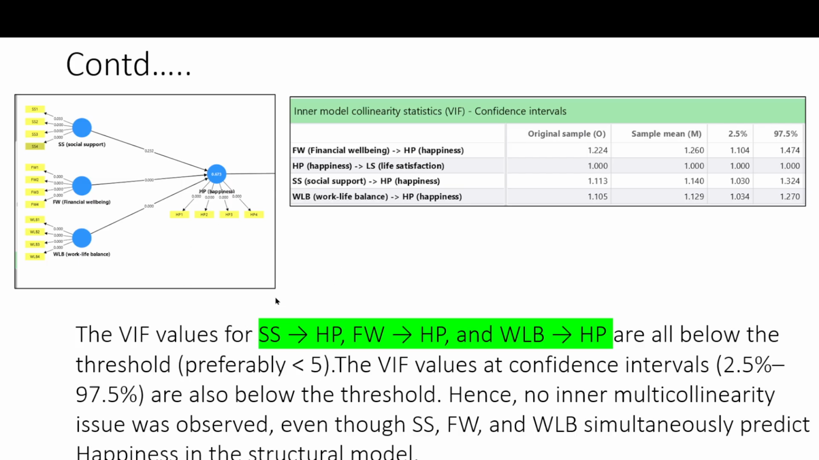Now, if we talk about the overall model, the VIF values for SS to HP, FW to HP, and WLB to HP are below the threshold, meaning less than 5. You can see it in the table. These VIF values at the confidence interval of 2.5% to 97.5% are also below the threshold. Hence, no inner multicollinearity issue was observed, even though SS, FW, and WLB simultaneously predict happiness in the structural model. So this is all about inner model multicollinearity statistics.